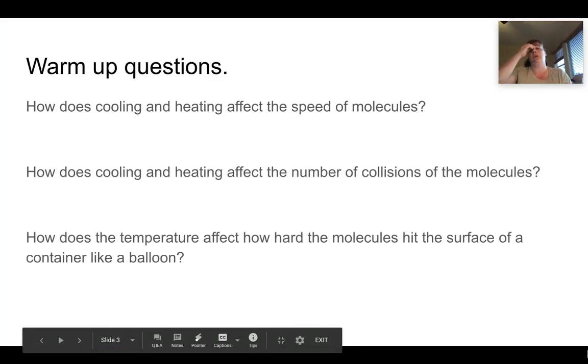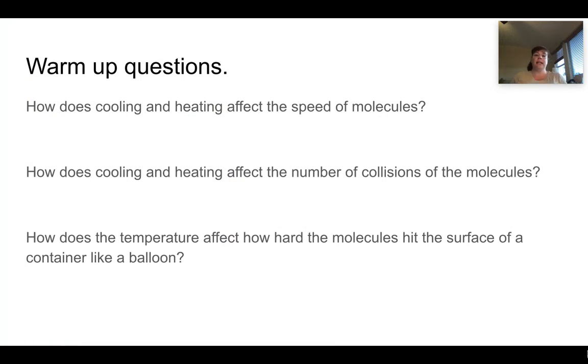So warm-up questions. How does cooling and heating affect the speed of molecules? So stop and think about that. Okay, how does cooling and heating affect the number of collisions of the molecules? And how does the temperature affect how hard the molecules hit the surface of a container like a balloon? Okay, so number one, warm-up question. How does cooling and heating affect the speed of molecules?